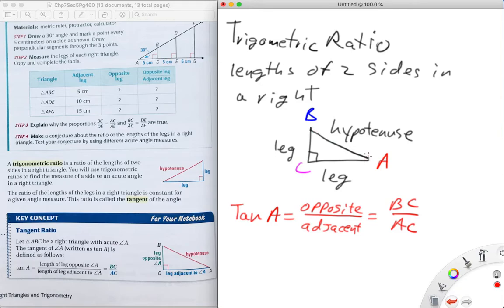There's two sides that touch angle A. That's the hypotenuse and the leg. We don't use the hypotenuse with tangent, just the adjacent side. So when we talk about adjacent, we always talk about the side that's not the hypotenuse. Not the hypotenuse. We also have tangent of B.